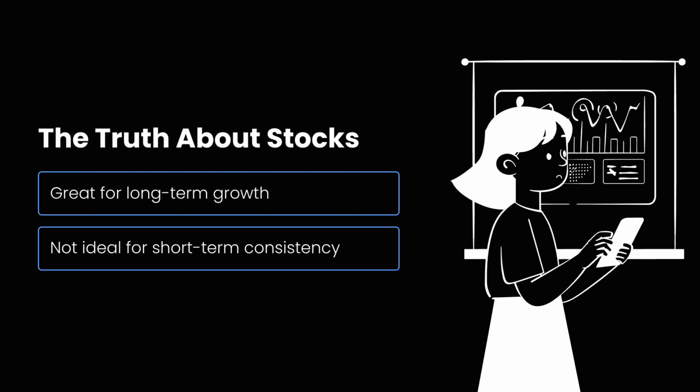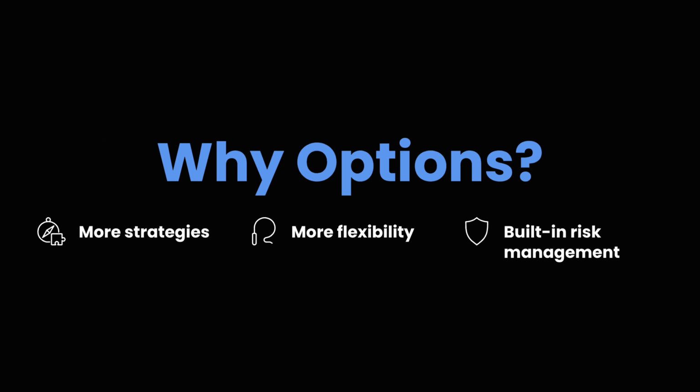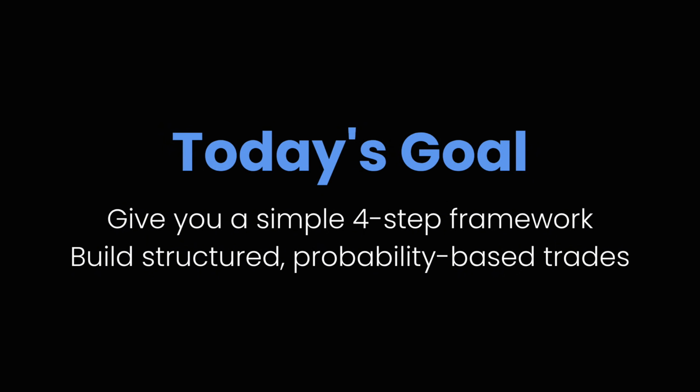Stocks are fantastic for long-term investing. But if your goal is to generate regular, repeatable income, then you need a tool with more flexibility, more structure, and more ways to manage risk. And that tool is options. Options offer far more opportunities than stocks alone. But they also require deeper knowledge and a system to follow. Today's lesson gives you exactly that system, a 4-step framework that shows you how to build options trades with intention, not guesswork. Let's get started.